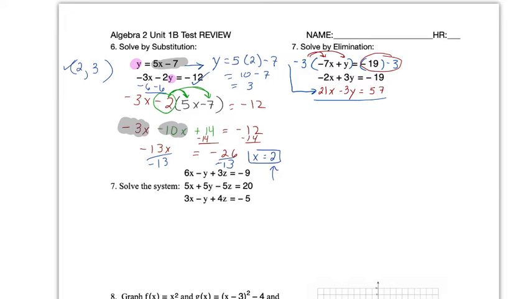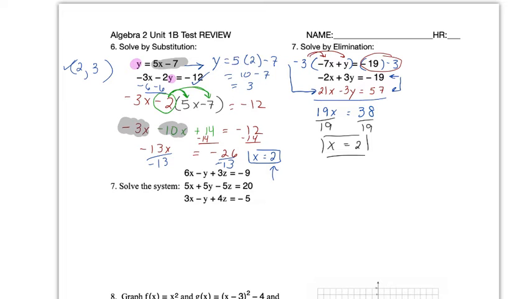I'm going to add these two right here, this one with this one now. We're going straight down. -2 and 21 is 19. The 3's add up to nothing. Let's see here. I've got to do -19 plus 57. So if I took away 20, that'd be 37. So it'd actually be 38. And I just divide by 19. Hey, x is 2. Now we got to go find our y value.